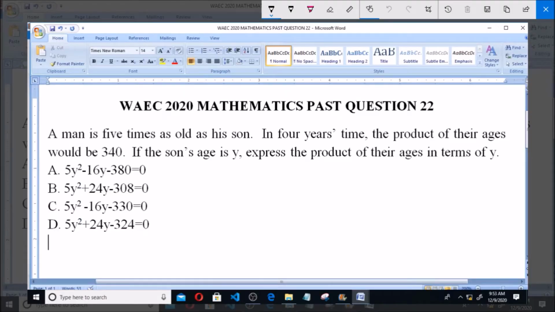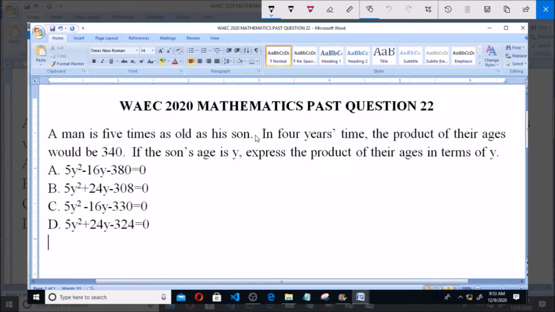I will be answering WAEC 2020 Mathematics Past Question 22. A man is 5 times as old as his son. In 4 years' time, the product of their ages would be 340. If the son's age is y, express the product of their ages in terms of y.